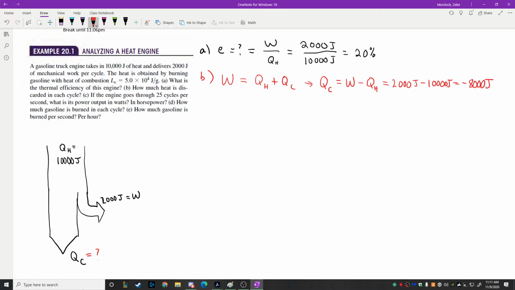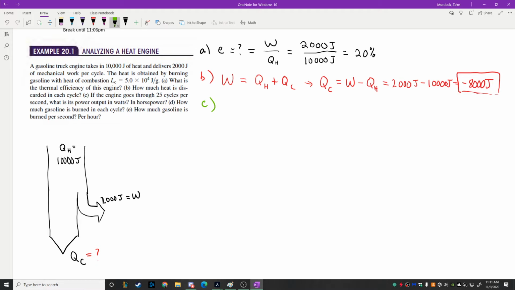So you could think of this as the heat that goes into the cold reservoir. This is effectively the heat that's lost every single cycle, because it doesn't turn into work, and we don't really get it back in any way. So it's the amount of heat lost per cycle. And it says how much heat is dissipated. Negative 8,000 just means that it goes out of the system. You could write it as a positive number if you want, if you say it's 8,000 out or something like that, if that makes more sense to you.